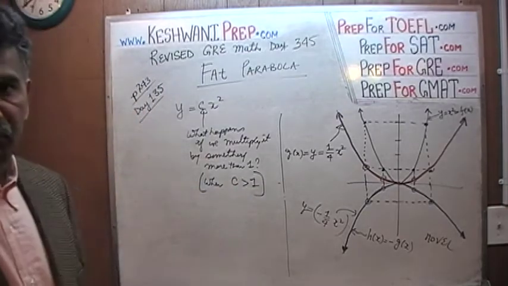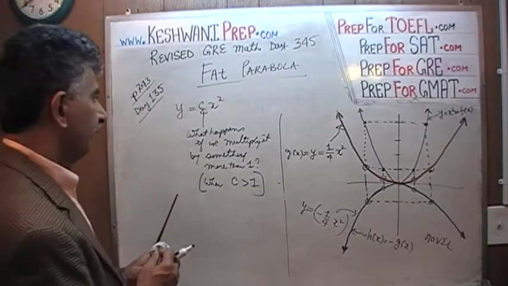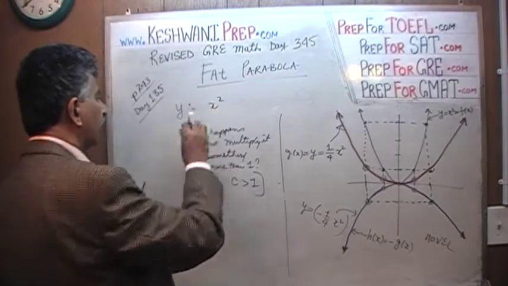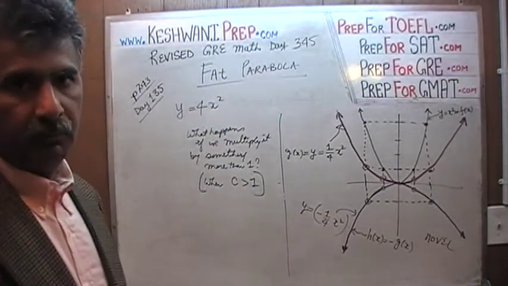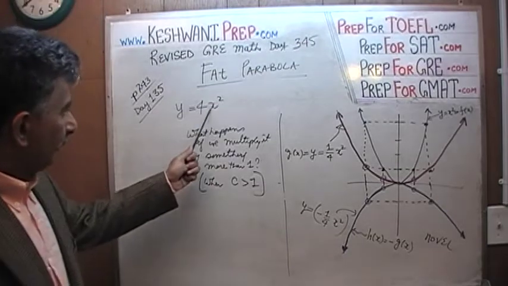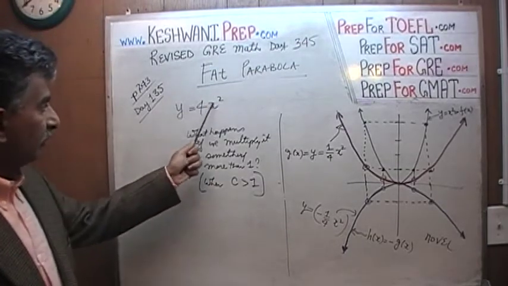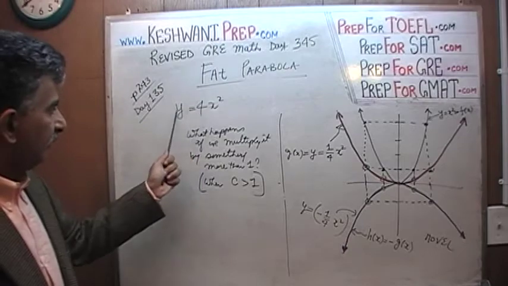Well, let's find out. Let's put some number in there and see what happens. Let's make our c equal to 4. Instead of 1/4, let's make it 4. So let's see what happens here. When x is 0, y is going to be 0, because 0 squared is 0, and it doesn't matter what times it is, y is going to be 0.